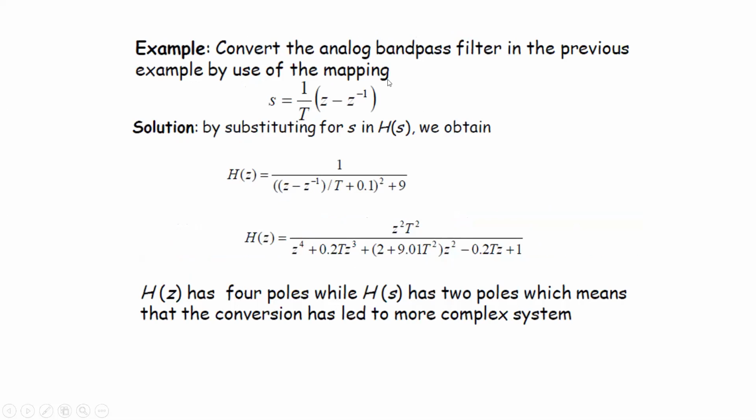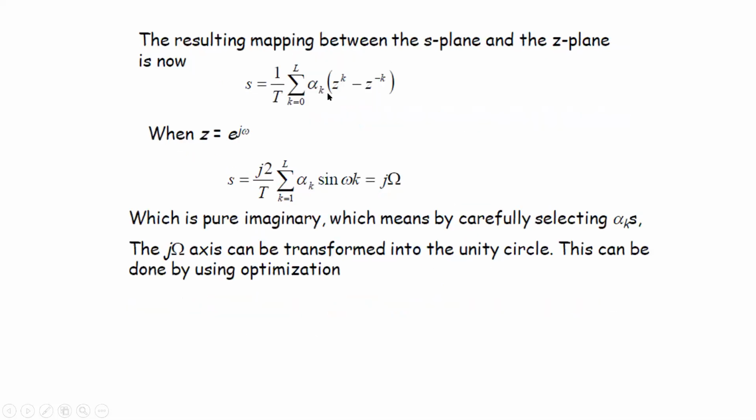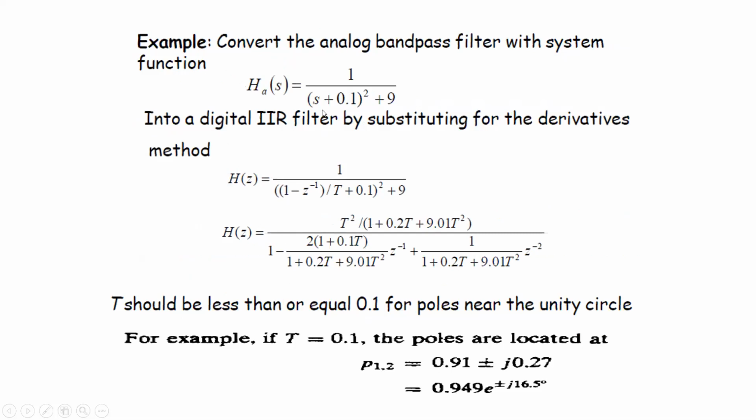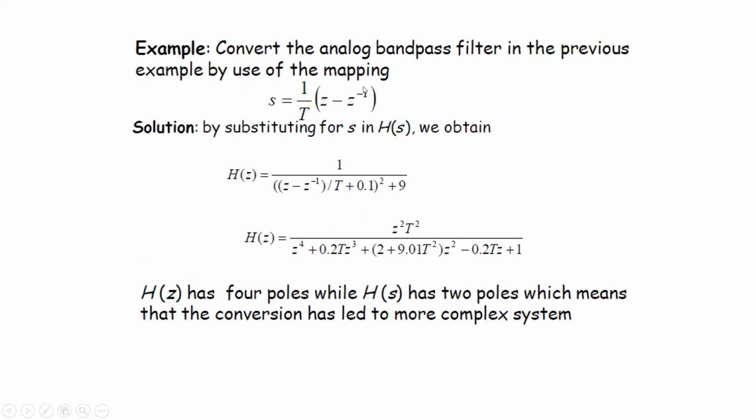So if we use this approximation where k is selected to be 1, and alpha k is also selected to be 1, and in that case we use this approximation, s equal to 1 by T (1 minus z to the power minus 1), and we replace every s in this transfer function with this substitution, we will get this transfer function. Now what happens?